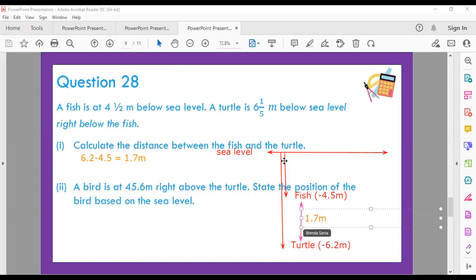That is the first part of the story. The second part of the story is going to a bird. Now the bird is where?